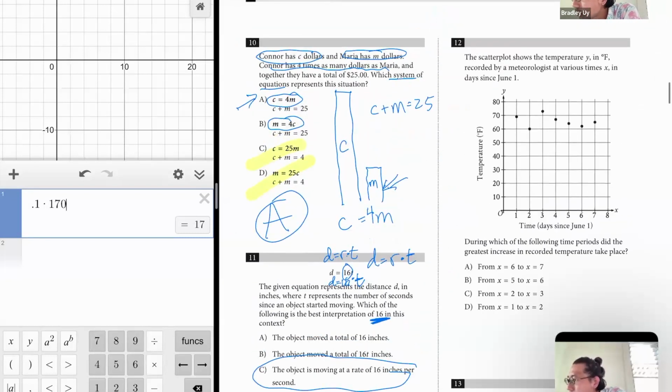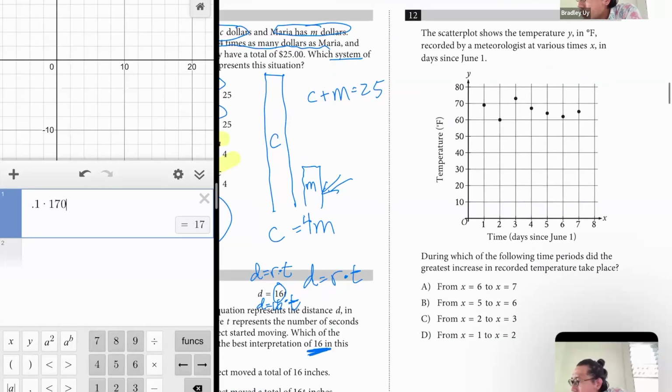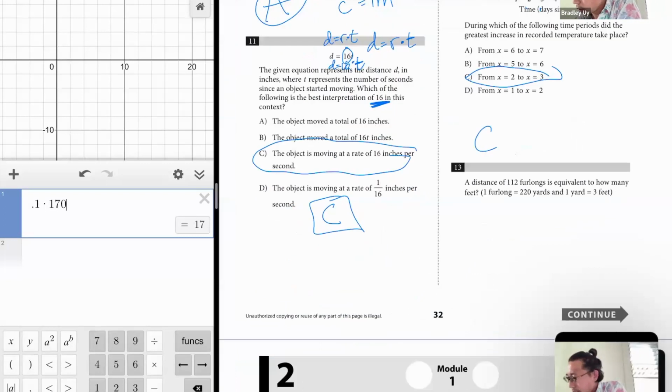Okay, next question. Scatter plot. Temperatures go up and down according to days since June 1. Which of the following time periods had the greatest increase in recorded temperature? Looking at the graph, the greatest increase in recorded temperature occurs right up in there, and that is between a time of 2 to 3. So the correct answer is C. All right, next question.